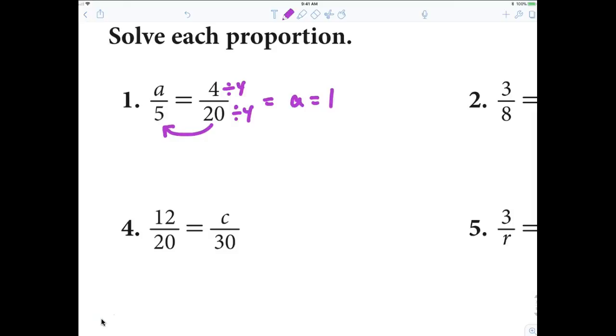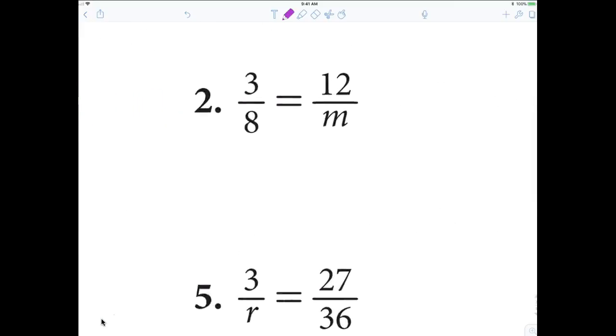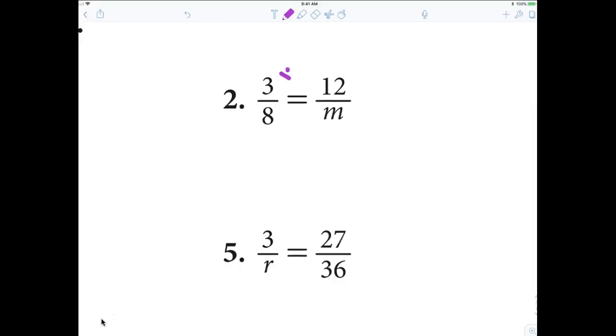All right, let's take a look at number 2. Now for number 2, to get to 12, I multiplied by what? 4. So I have to multiply 8 by 4. And so M would be what? M is 32. Now, if you can see a quick relationship, that's how I would like for you to do it.